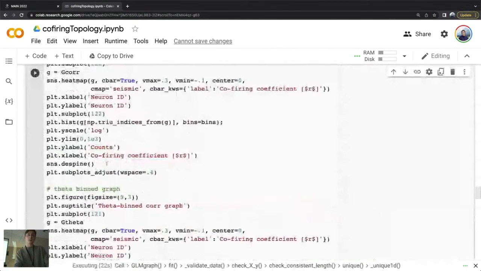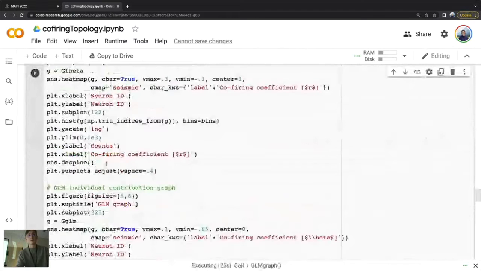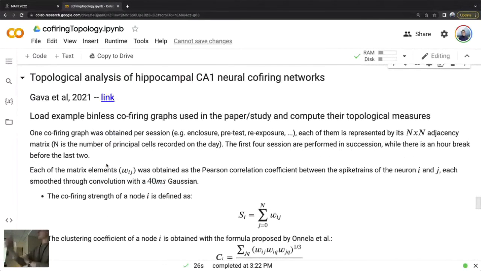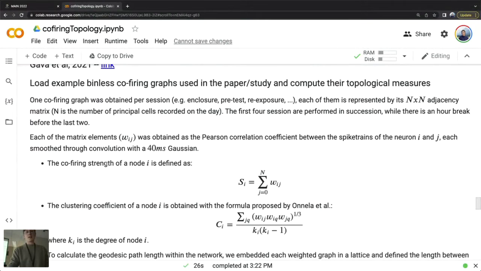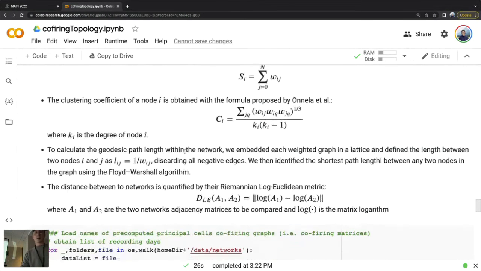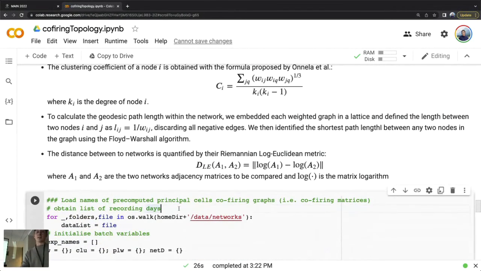What I'm doing here instead is showing you some basic analysis of the actual work that I showed you before, summarizing the firing strength, clustering coefficient, and other topological measures in this data.